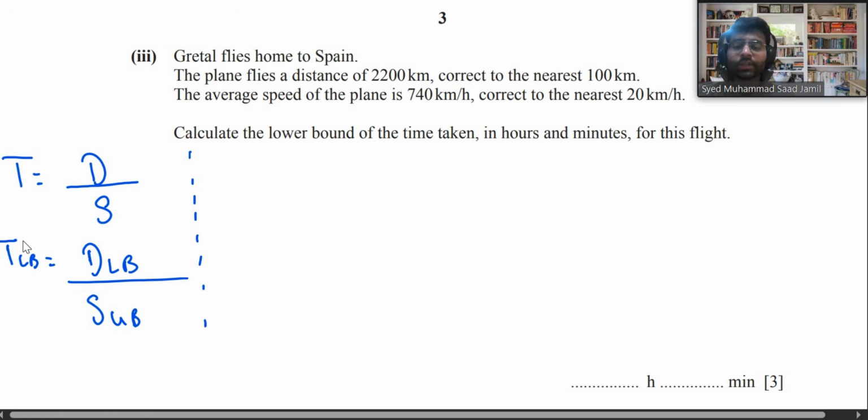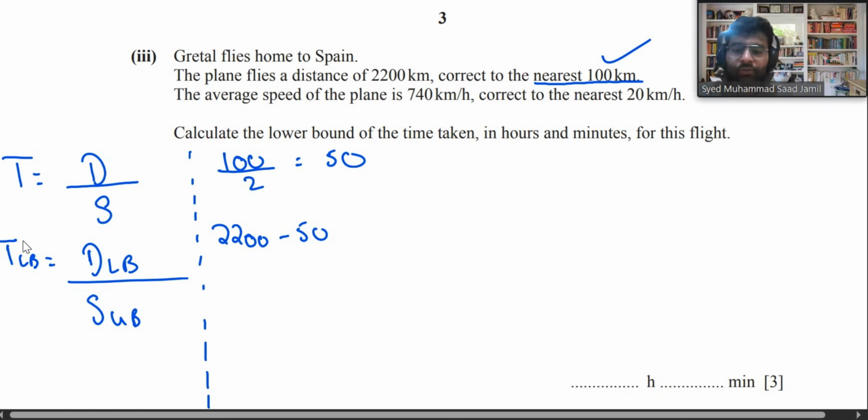Now the question is, how do we calculate lower bound or upper bound? So look, first of all, it says the plane flies a distance of 2200 km correct to the nearest 100. Whenever you have something like this, whatever is given over here, you divide it by 2. So this becomes 50. We need to calculate the lower bound of distance, so we will do 2200 minus 50. So this becomes 2150.